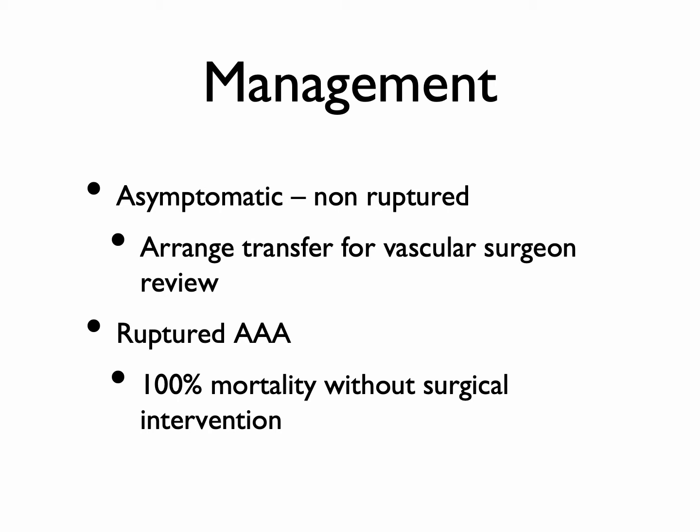Your management for these patients, if they're asymptomatic and it's not ruptured, is to arrange for them to be seen by a vascular surgeon for review. If they've got a ruptured AAA, it's 100% mortality without surgical intervention. So you need to get these patients to a vascular or even a general surgeon that can get them to theatre, clamp off that aortic rupture and the bleeding that's occurring, and suture and close, where they use a mesh and graft over the aorta and contain that rupture and get the aorta back flowing as soon as possible.